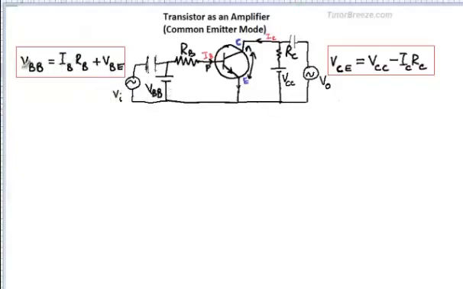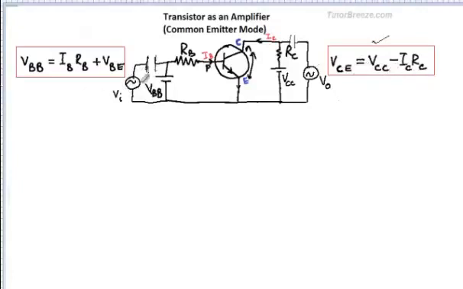Now you already know that VBB is equal to IB RB plus VBE, and at the same time VCE over here is equal to VCC minus IC RC. Using this equation over here, the phase reversal can be understood.